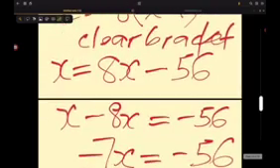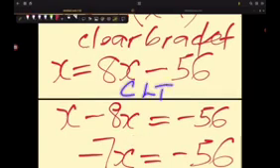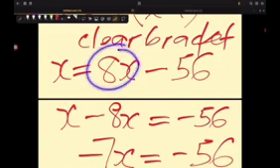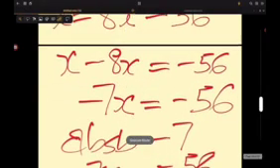So we quickly move on and we collect like terms. We collect like terms by making this plus 8 cross the equals to sign and come and meet x. So the plus 8 becomes minus 8x. We retain the minus 56 as it is.